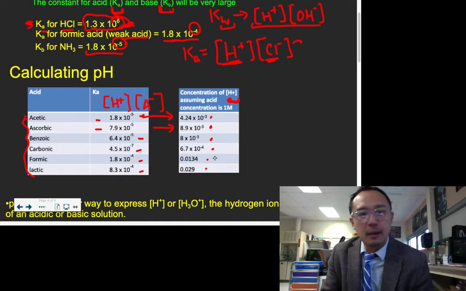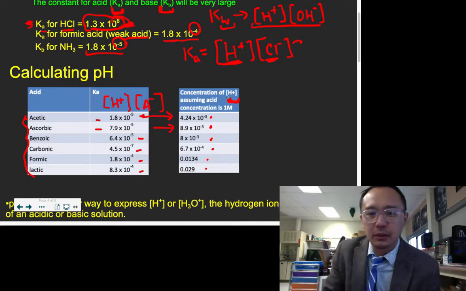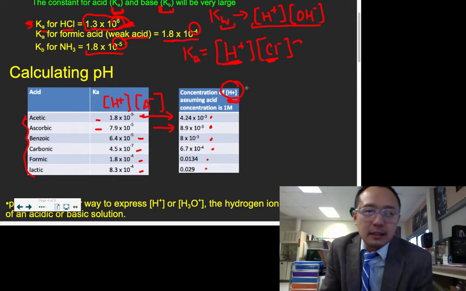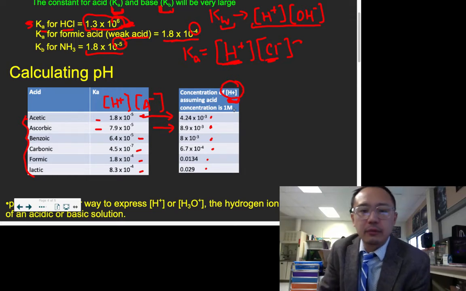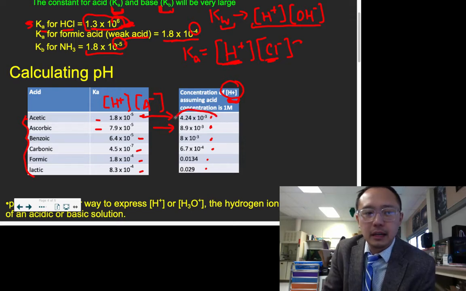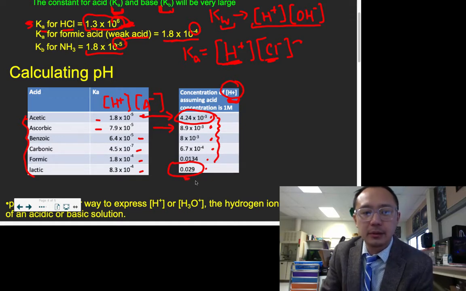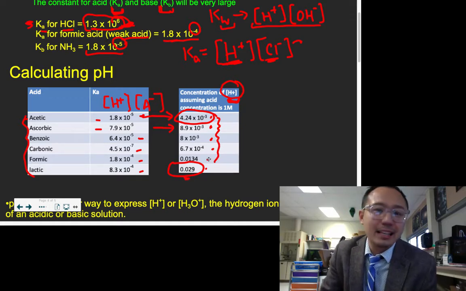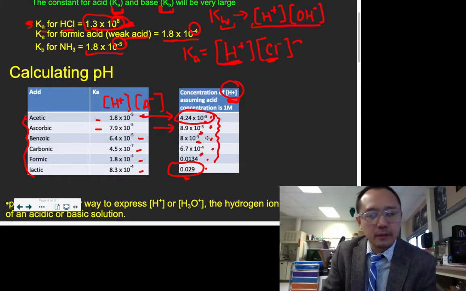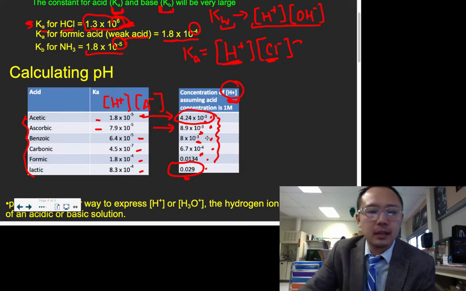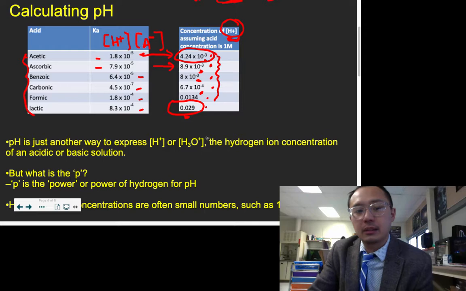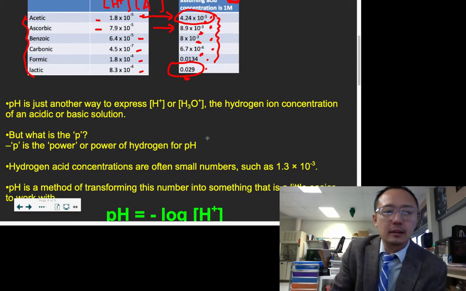So when we look at how strong an acid or base is, it's really looking at the concentration of H plus. That's what the dissociation is. So if we compare the strength of these acids, we can say that lactic acid is probably the strongest acid out of these six different acids, because the number is bigger. However, these numbers are not really easy to work with because they have really small exponents. So that's where we have to introduce a way of making it into a bigger number that we can use, and that's where pH comes into play.